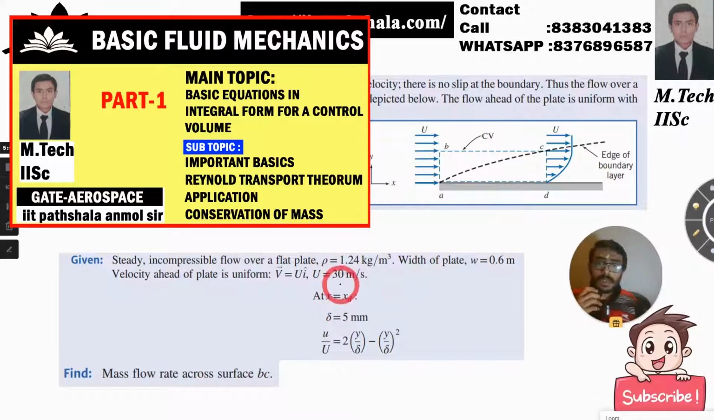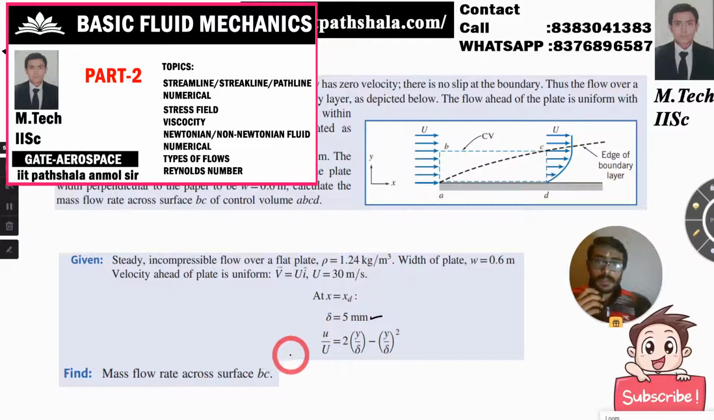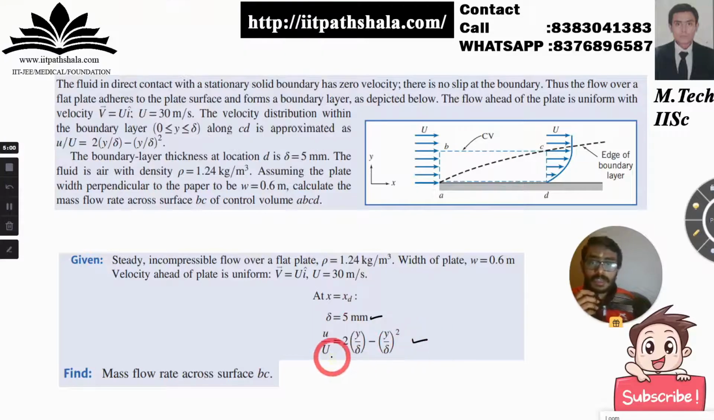Velocity is given to you as 30 meters per second. Then the boundary layer depth is given to you as 5 millimeters. The velocity variation is given to you. You have to find the mass flow rate across BC itself.